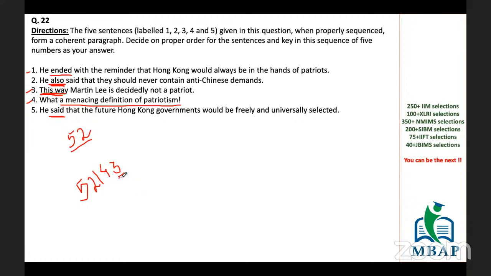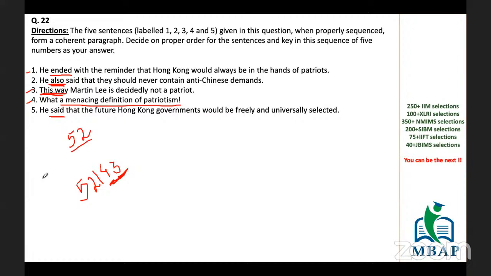So that is why I put fourth before first. This is the definition of your patriotism, and on the basis of this, I declare that he is not a patriot. Okay, now let's talk about first. One thing, I cannot separate these two sentences because they make a pair. I cannot put any sentence in between. A pair means two sentences which we cannot separate. Those are the two sentences which will come together, definitely.